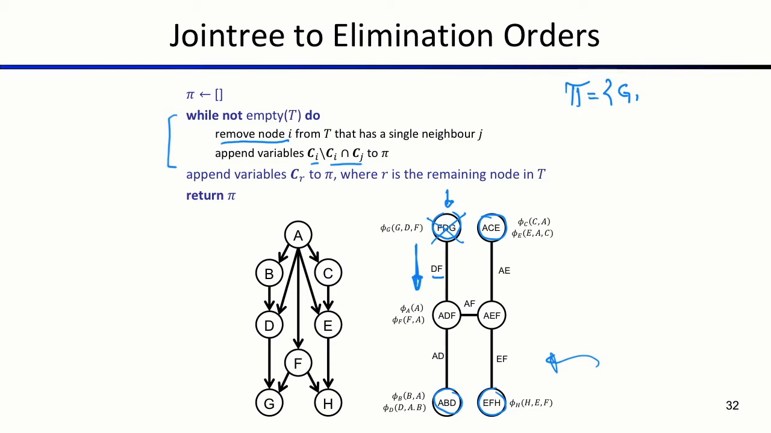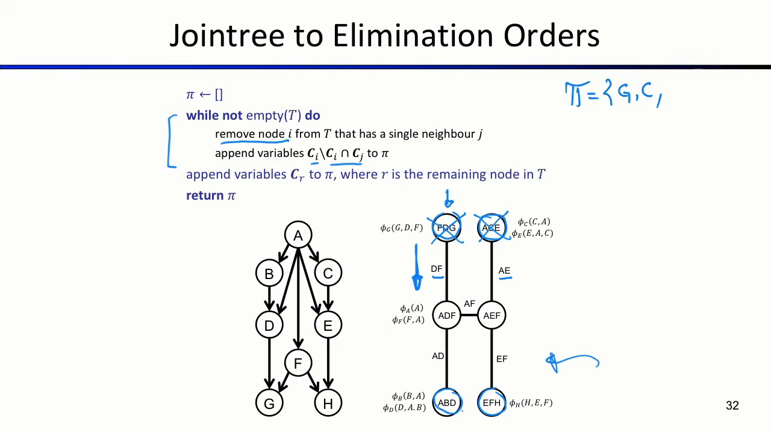Okay, so we go to the while again, and we don't have an empty tree, so let's continue doing that. We need to choose another node. Let's suppose that we choose this node here, so we can eliminate this node. It also has a single neighbor, and we have ACE, and AE is the separator. So we can put the C here. That is the only node that we can eliminate. We can continue with that.